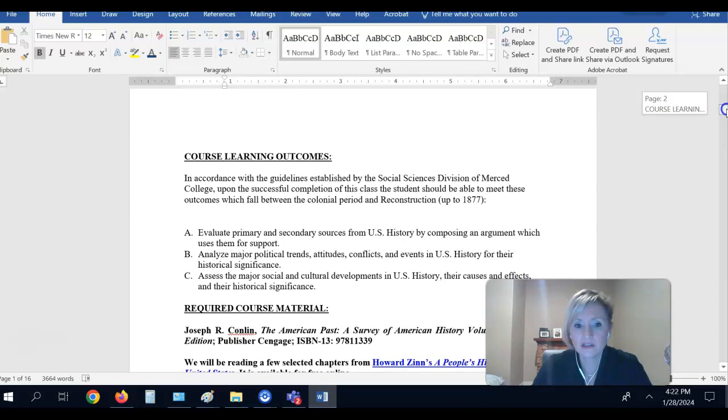The next section is the course learning outcomes, and you may see these in the syllabus labeled SLO, A, B, or C, or sometimes it says 1, 2, 3, which is just referring to the same SLOs. So these are the major things you're supposed to be able to master by the end of the semester. The first one probably is the one that students struggle with the most, and it's evaluating primary source documents.